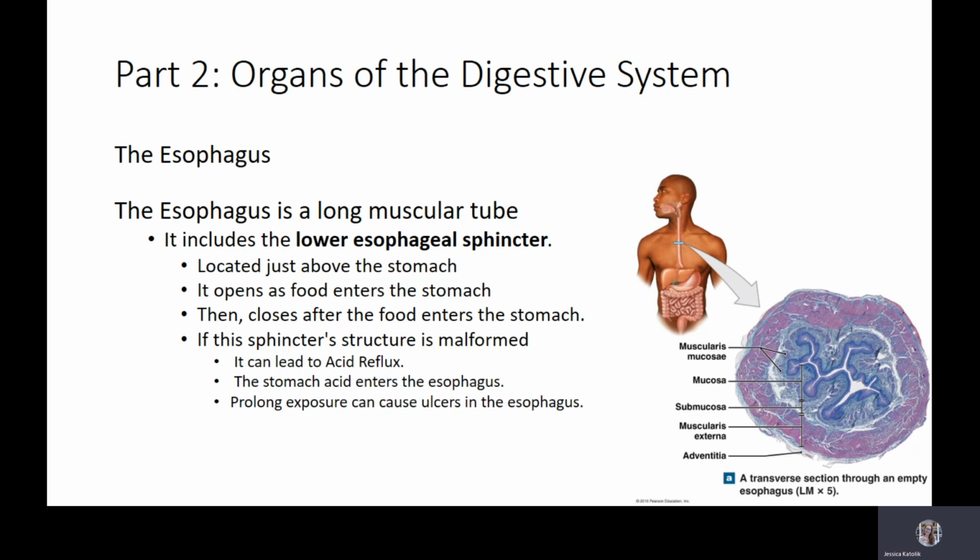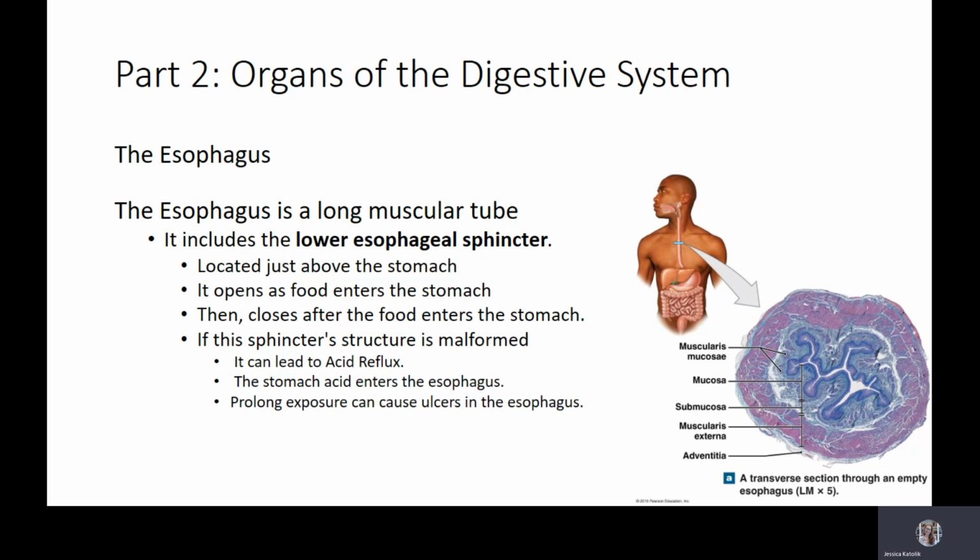So it's going to close quickly because the stomach is very acidic. It's going to have a pH of 2. And the stomach has a structure that can accommodate for that very low pH. However, the esophagus doesn't have that same kind of structure. So therefore, if the stomach acid got into the esophagus, it can damage the esophagus.